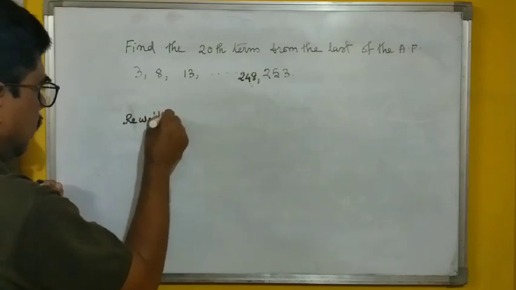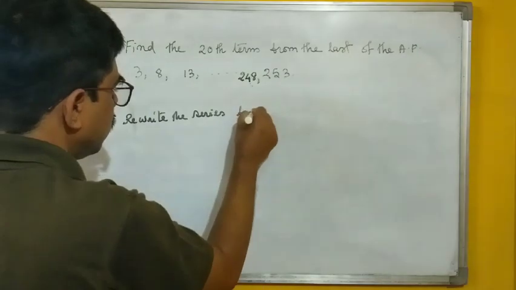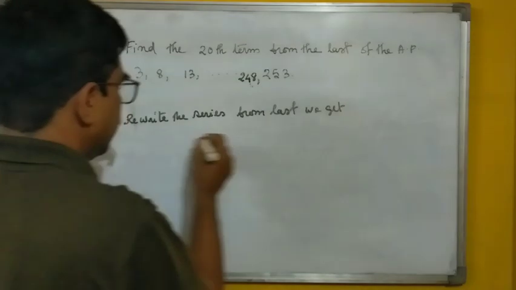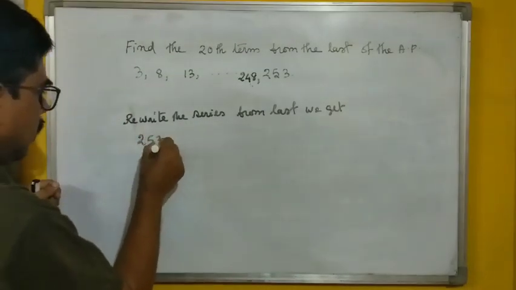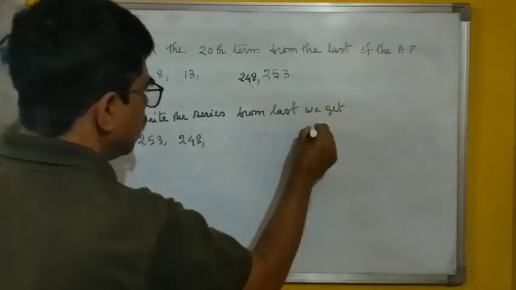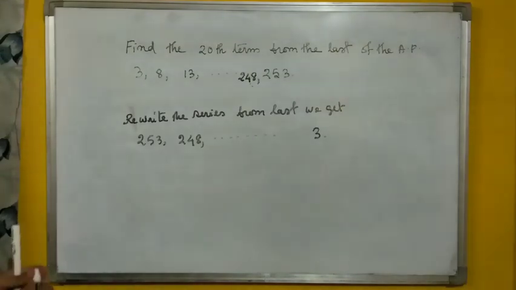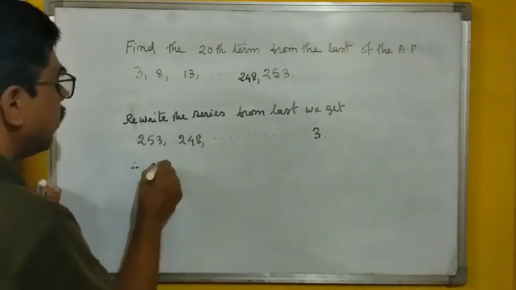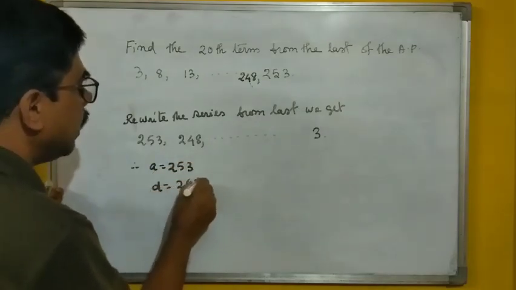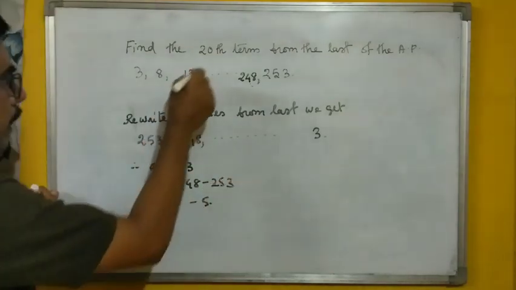Rewrite the series from last. We get 253, then 248, then 2, 3. Now you find out what the first term is here. Therefore, the first term is A equal to 253. D will be 248 minus 253, which is minus 5. And then find the 20th term.